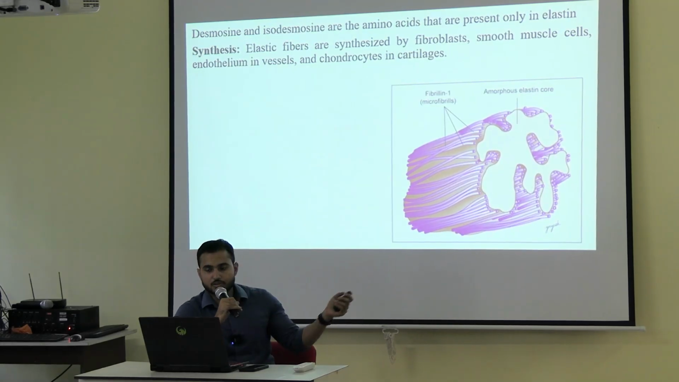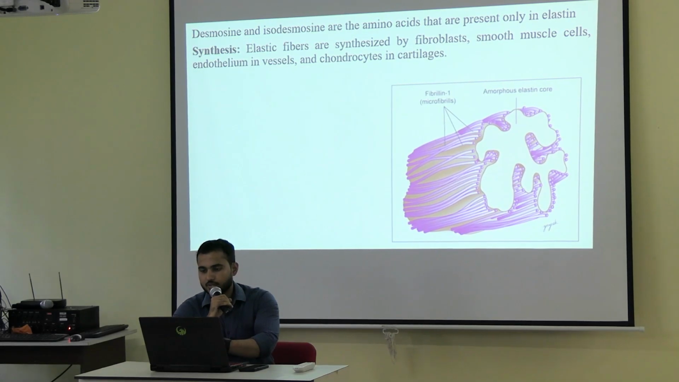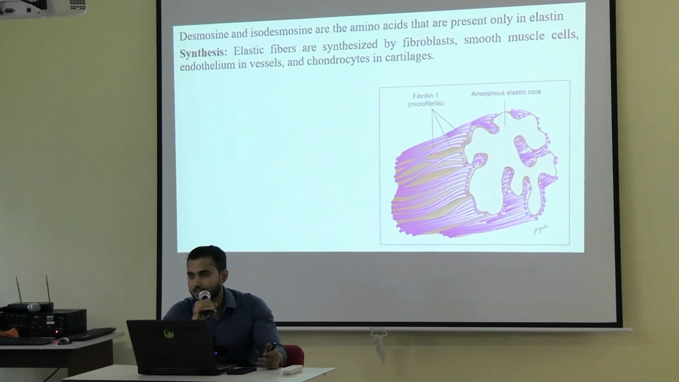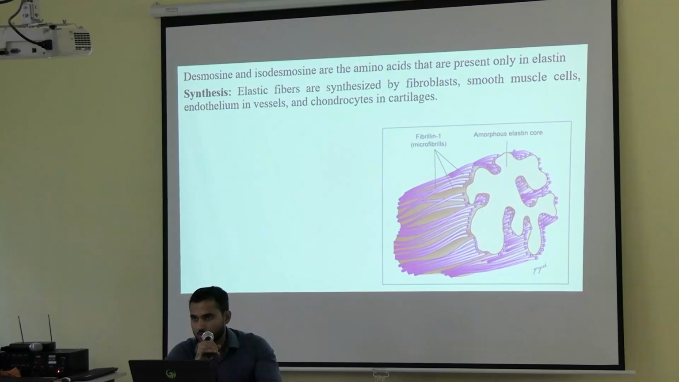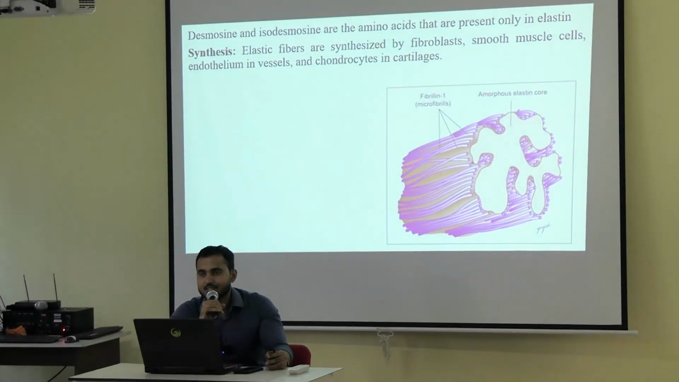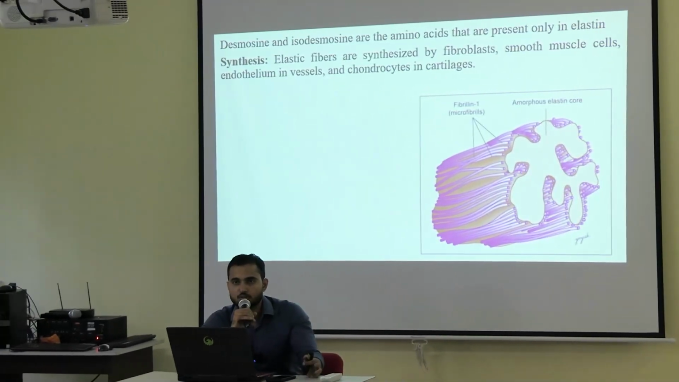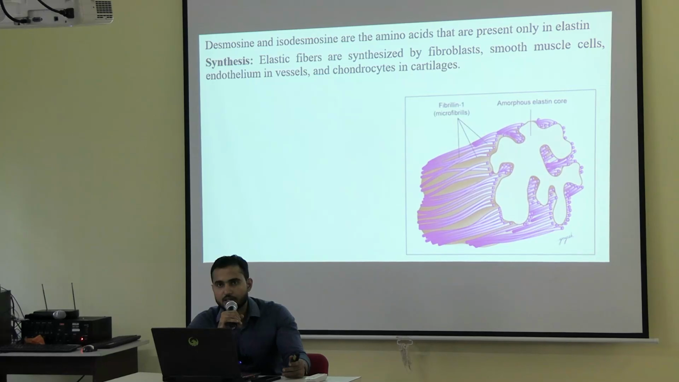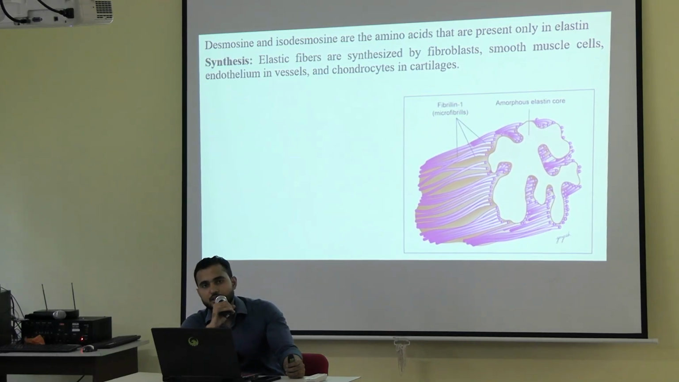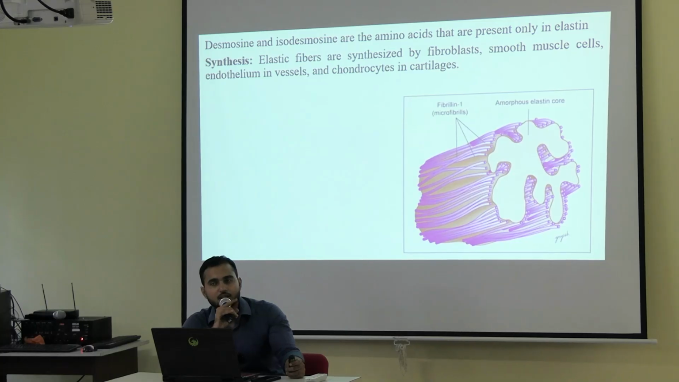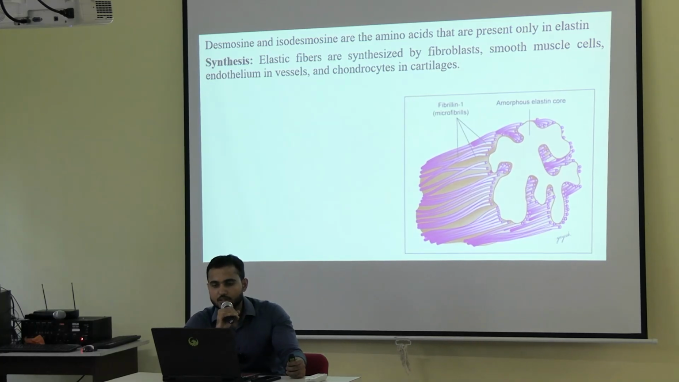Next, this is also a schematic diagram. Electron microscope structure schematic diagram. Here also you can see amorphous core, which is made up of elastin. Now elastin जो होता है वह प्रोटीन होता है. In that two different types of amino acids are present. Okay, desmosine and isodesmosine. These are the amino acids present over there.